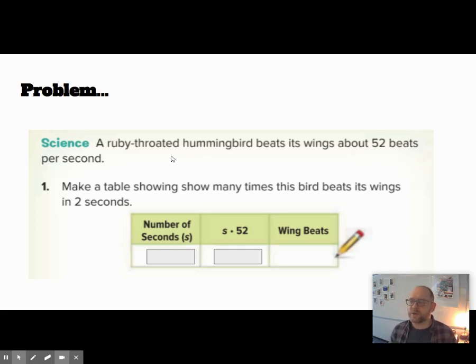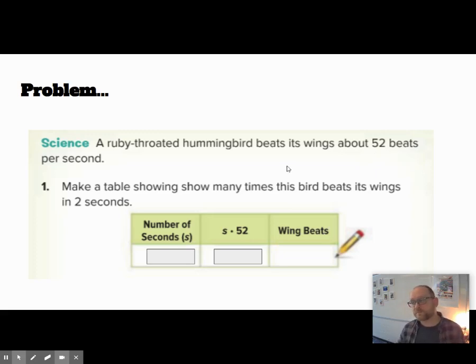So we want to make a table showing how many times the bird could beat its wings in, say, 2 seconds. Well, we can use what we know. We can take the number of seconds. We'll call that S. So that will kind of be our variable. Then we take our S and multiply it by the number of beats per second. Well, which would be 52, and that would give us our total number of wing beats.